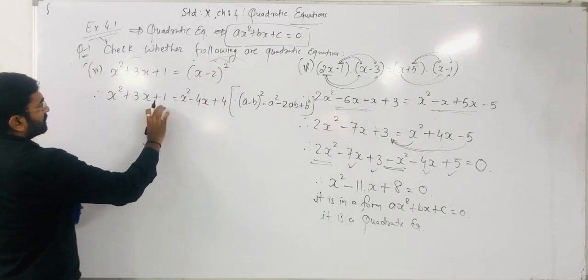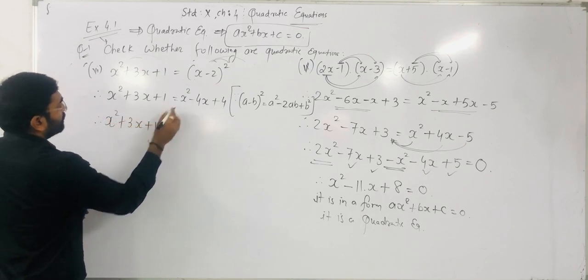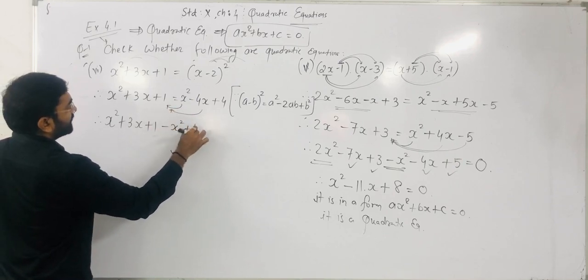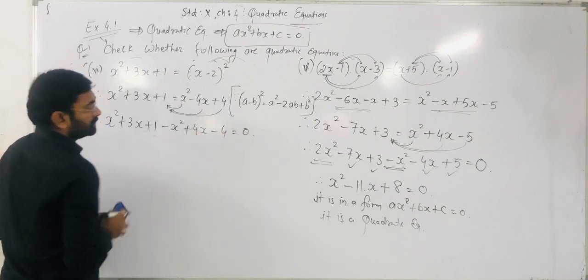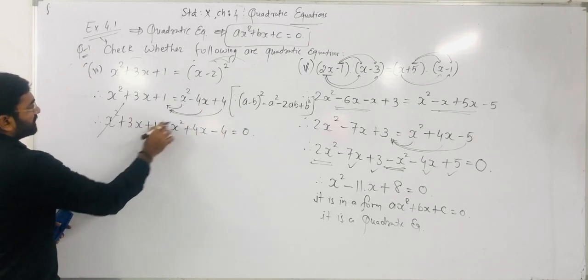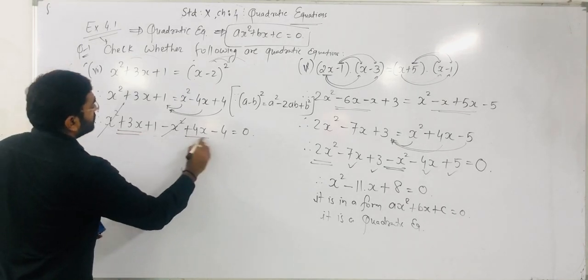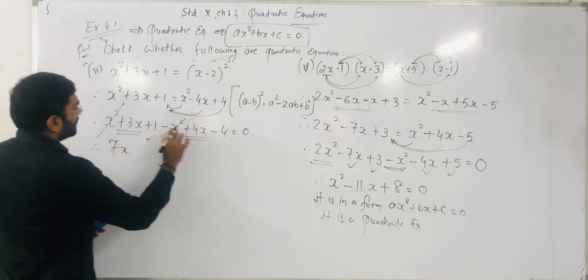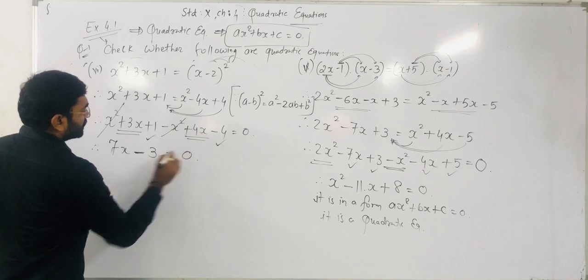Now all these terms we take on the left hand side, so the sign is changed. So plus x square becomes minus x square, minus 4x becomes plus 4x, plus 4 becomes minus 4, is equal to 0. So plus x square minus x square cancel out, plus 3x plus 4x, addition of those two terms we get 7x, plus 1 minus 4, so we get minus 3 is equal to 0.